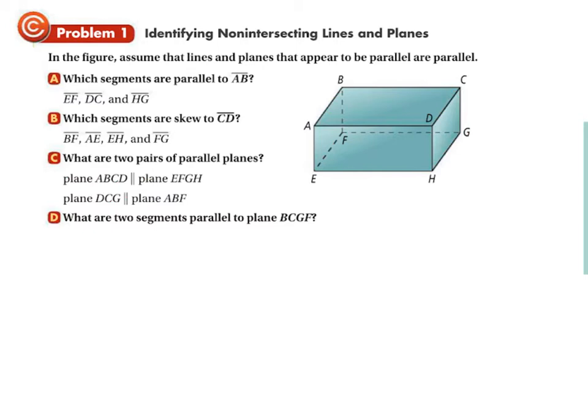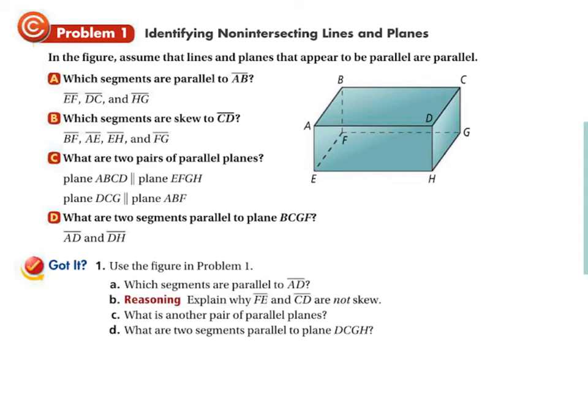And what are 2 segments that are parallel to BCGF? BCGF is this back plane right there. What 2 segments are parallel to that? Well, here are 2 of them: AD right here and DH right here. There are others that you're going to do in the got it problem. In fact, here is your got it problem. See how you do.